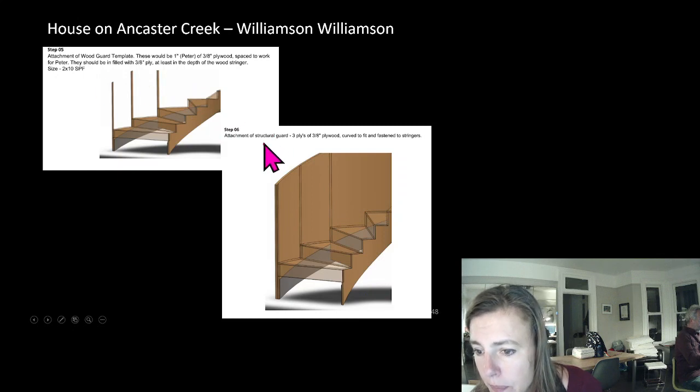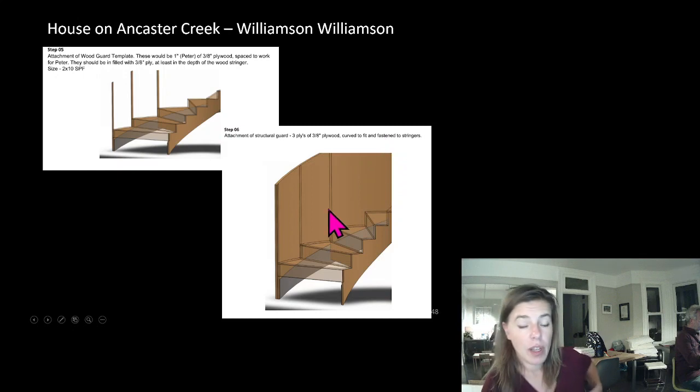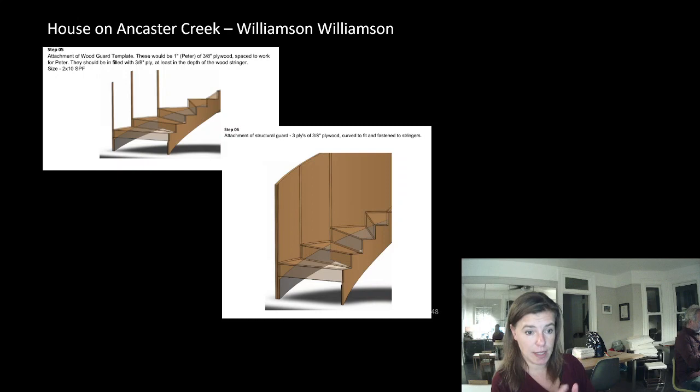And then attachment of the structural guard, which is 3 plies of 3/8 inch plywood, curved to fit and fastened to stringer. So they laminated, because it's hard to bend something thick, and this was a tight radius, we needed to bend 3 separate small elements and attach them to this template. And then there's that 4th layer that was our template that was infilled as well, just so that they're veneer on the inside.